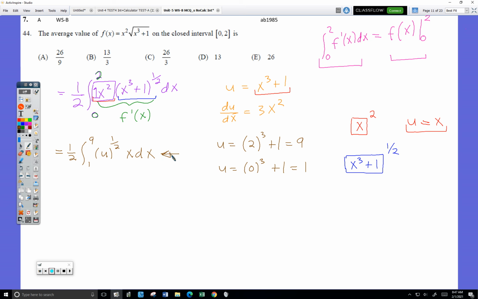Logan, please. Isn't it x squared dx? So I replaced this with u. And this one goes like this. How many saw that mistake? 2 points, 3 for Logan.